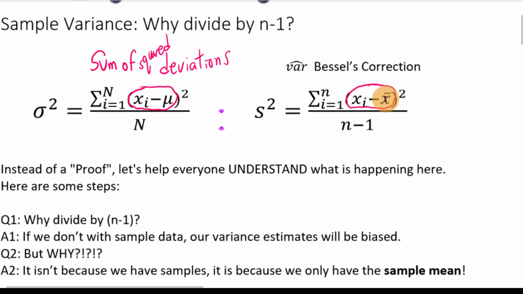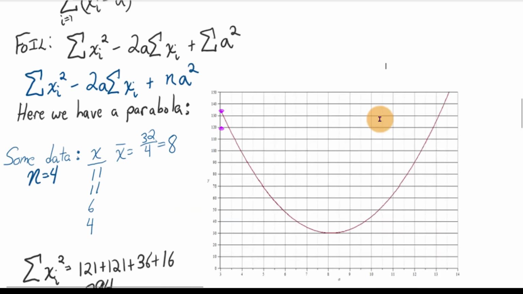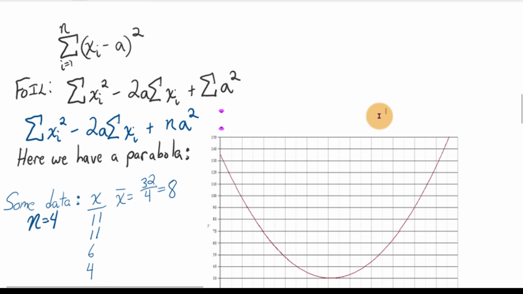Using the sample mean is going to minimize this sum of squared deviations, but we're kind of calculating the wrong deviations over here. What we really want to know is how far each of those points are from the population mean. Instead, we're calculating how far they are from the sample mean. So let's just spend a minute looking at that idea.